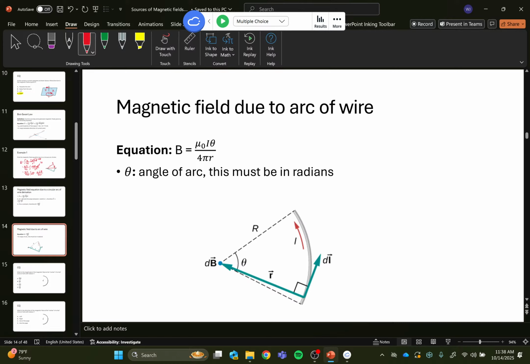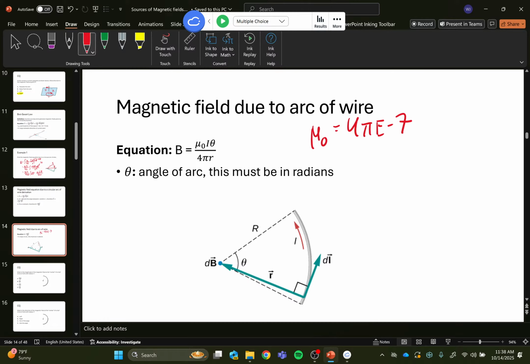Yeah, great question. Mu naught is 4 pi times 10 to the minus 7. I kind of skidded right past that. You all just have to know that, it's going to be a given on the formula sheet. But it's a constant. It's called the permeability of free space.